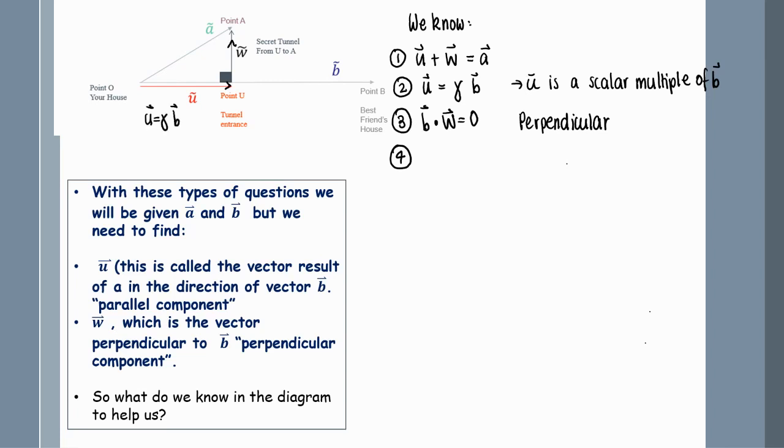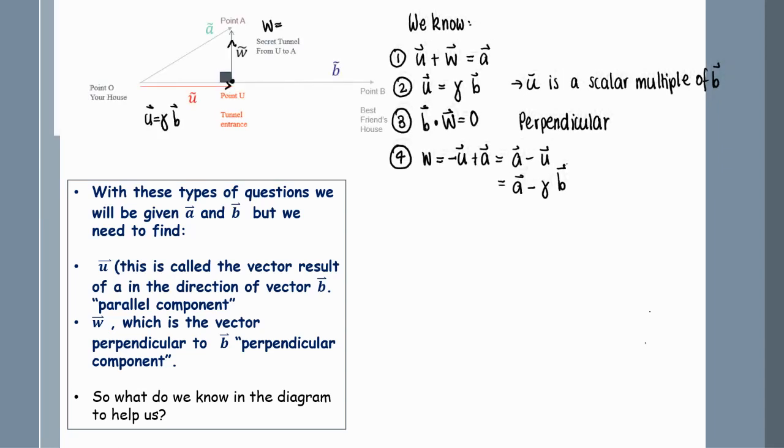If U is, say, a constant times B, so let's call that gamma times B, then to get W, I'd have to start at the base of W, go backwards along U, and then add on A. Get from the base of W to the top of W. Therefore, I can say W equals minus U plus A, or if you want to write it differently, you could write it as vector A minus vector U.